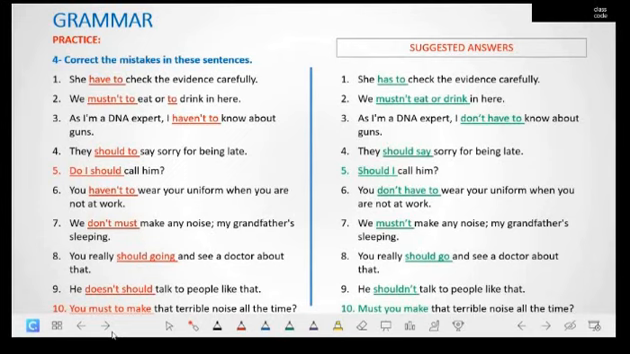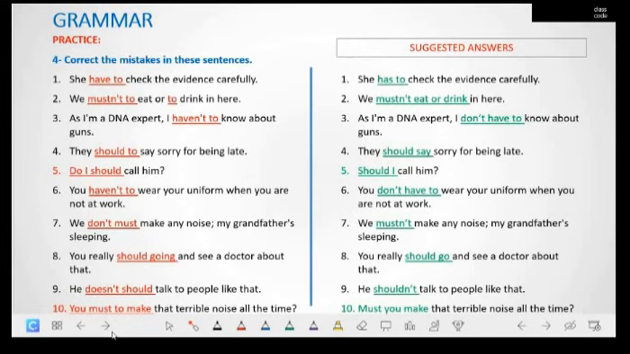Again, we use only do and does with have to. So, do you have to eat? Does she have to eat? All right. But when it comes to the other modal verbs like should and must, we don't need the auxiliary verb do or does. So we don't say, do I should call him? Should I call him? Must I call him?